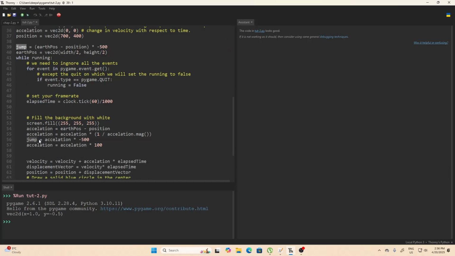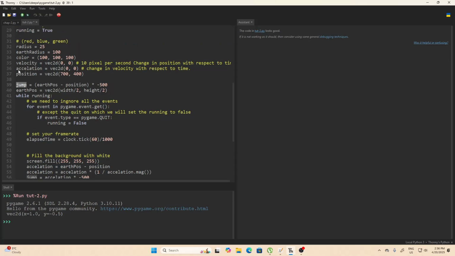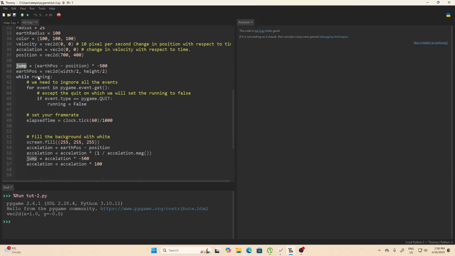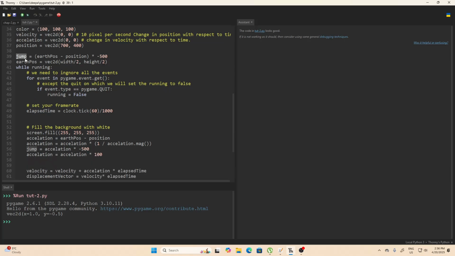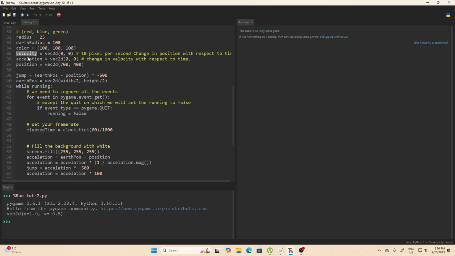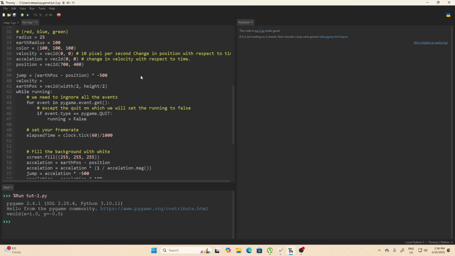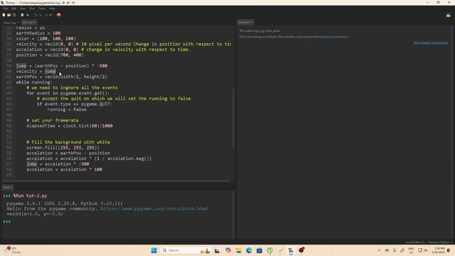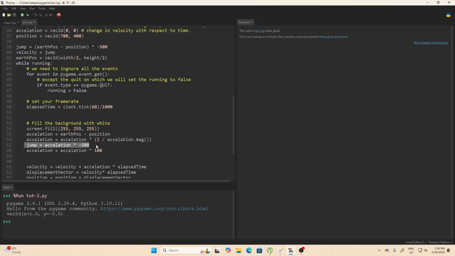Okay, so we'll apply the jump as the velocity. Now that we got the jump, we'll put this jump as the velocity. So jump is your initial velocity, and then you're fine. Now you don't need to worry about jump here, and you have the acceleration which is happening, Earth position minus position, right? Yeah. Now let's run it again.